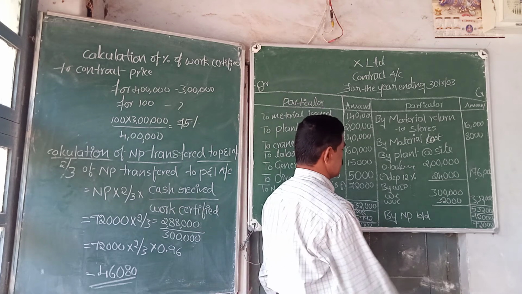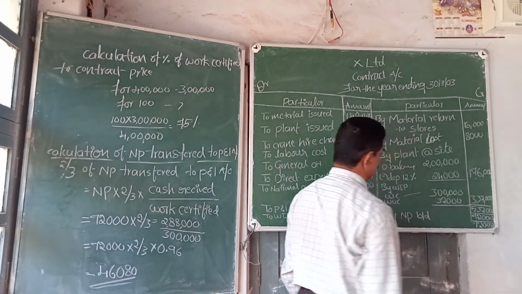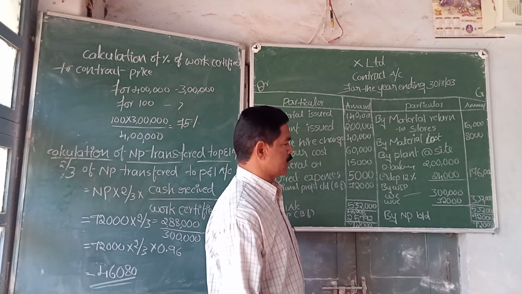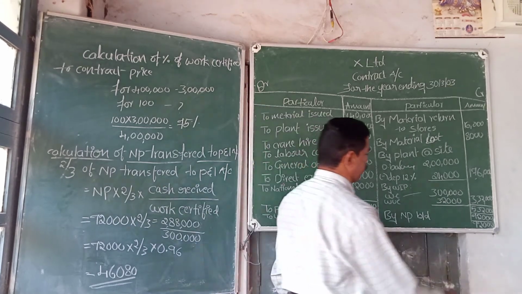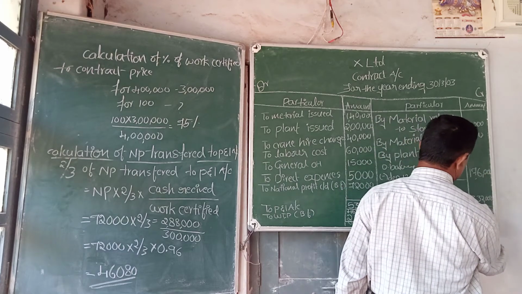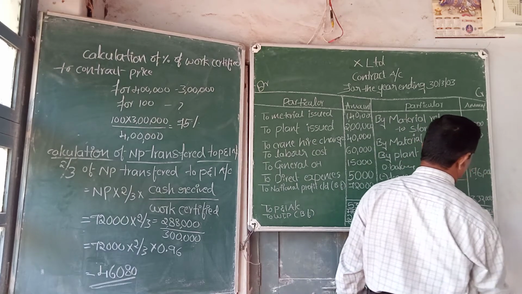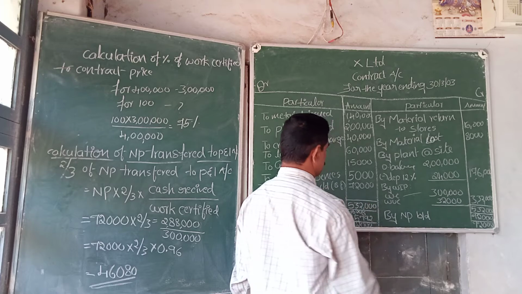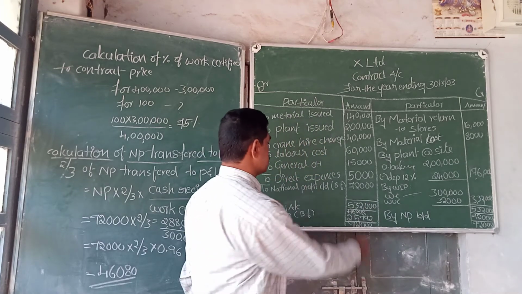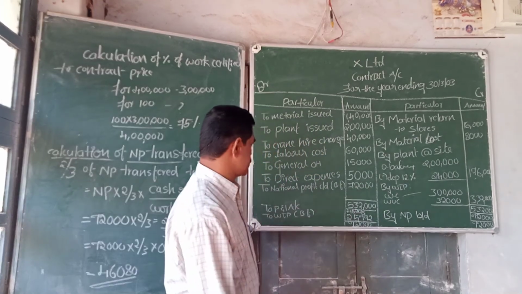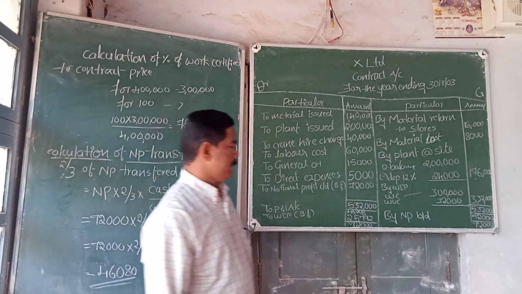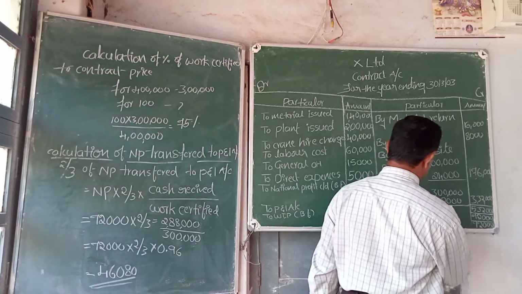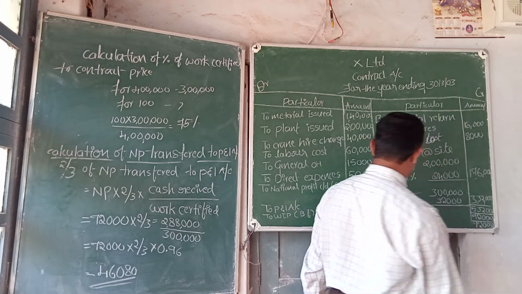Now work in progress: work certified is given, work uncertified is also given. So now the total, by adding all these, is 5,32,000. The difference is 72,000. It is known as the notional profit. Then by balance, by notional profit brought down, 72,000.